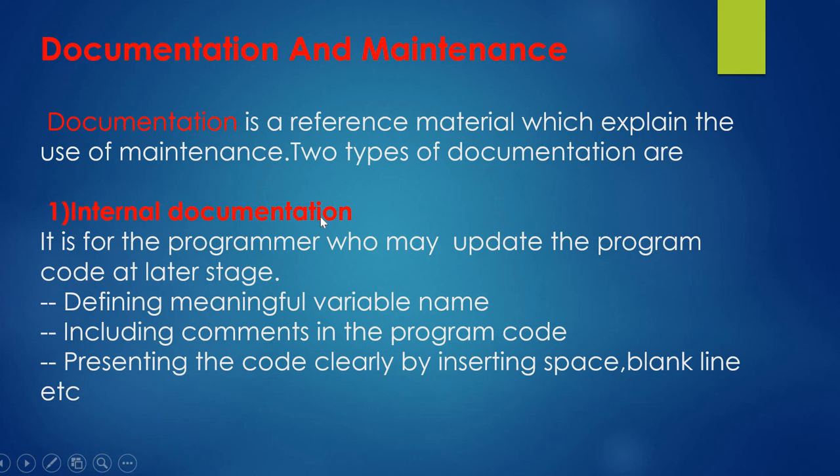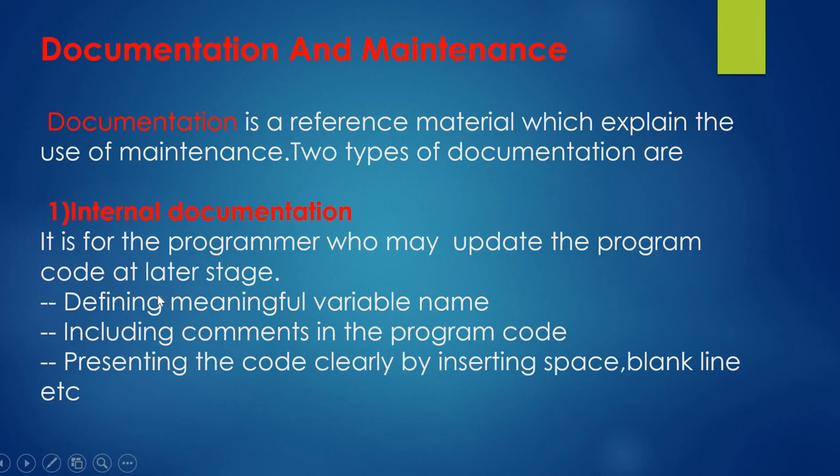First, documentation. Documentation is a reference material which explains the use and maintenance of the program. Two types of documentation are internal documentation and external documentation. Internal documentation is for the programmer who may update the program code at a later stage.